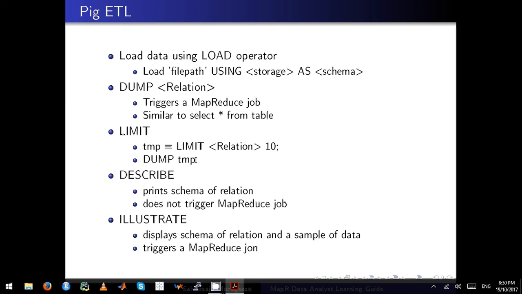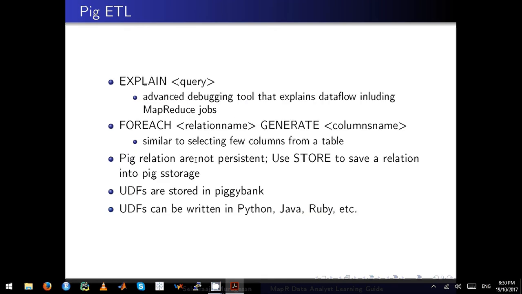The next operation is describe, which is essentially to print the schema of the relation, and it does not trigger a MapReduce job. It basically reads the Hive metastore and then gets the schema and then prints it. It never triggers a MapReduce job. Illustrate is another command where it actually displays the schema and also a sample of data. Illustrate actually triggers a MapReduce job. The next operation is explain. Explain gives you the data flow, which includes the MapReduce jobs.